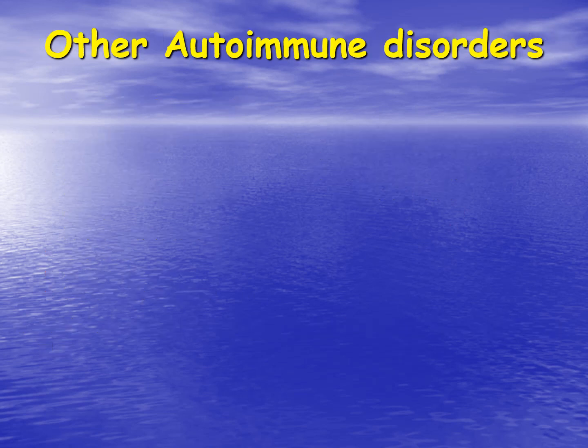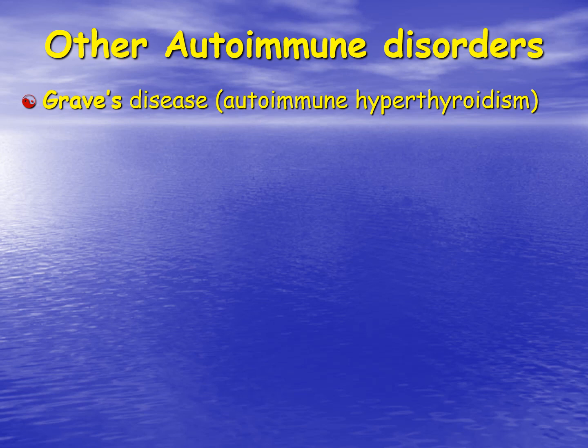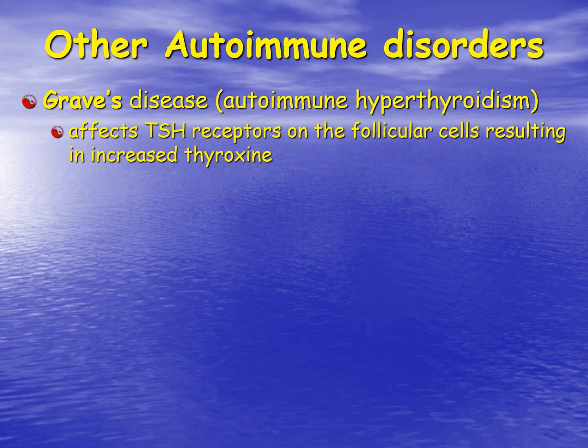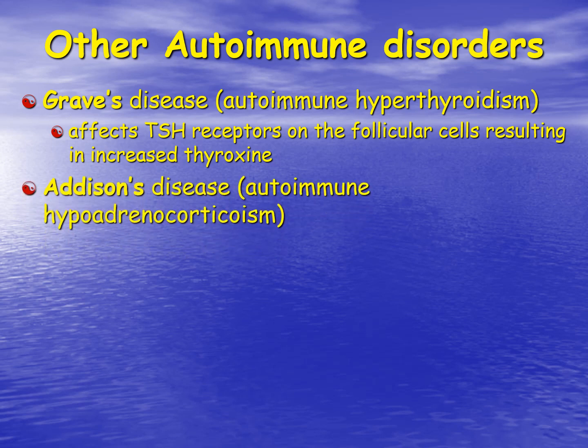Some other autoimmune disorders: Graves' disease, and this is the autoimmune hyperthyroidism. This affects the thyroid stimulating hormone receptors on those follicular cells of the thyroid gland, and this causes them to overproduce thyroxine and T3. Oftentimes the patient's thyroid will actually enlarge or undergo hypertrophy because of the increased workload.